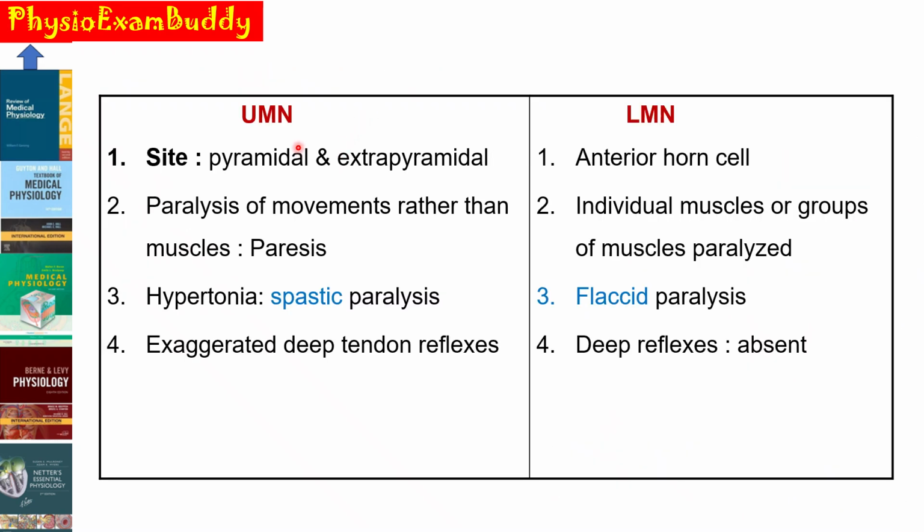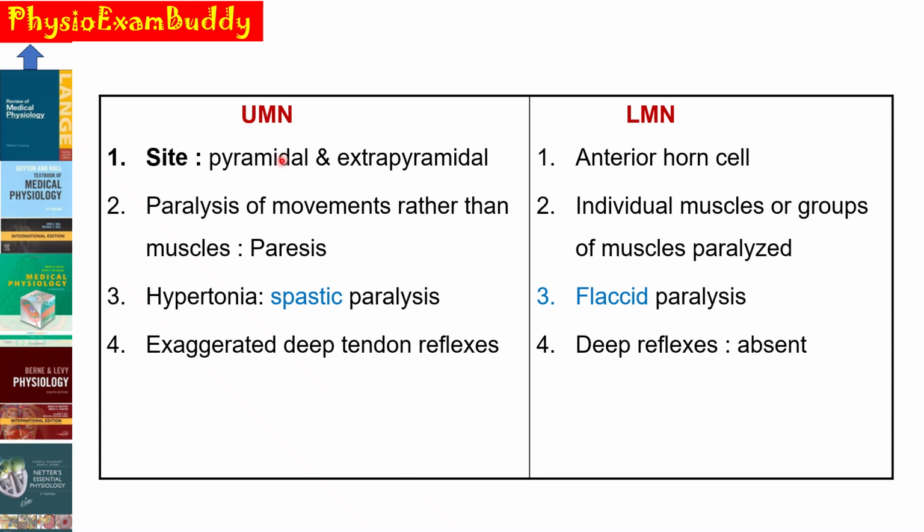Now about the differences between UMN and LMN. You all know that UMN is upper motor neuron whereas LMN is lower motor neuron. The site of lesion in case of UMN lesions will be either in the pyramidal tract as well as in the extrapyramidal tract. Whereas in case of LMN type of lesions, the site of lesion is mostly in the anterior horn cell of the spinal cord.